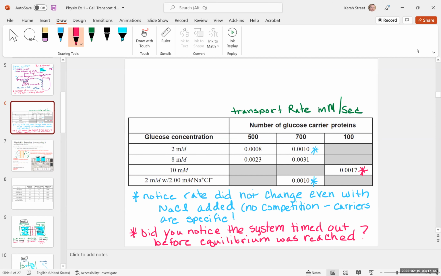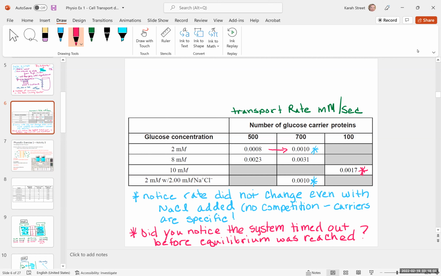It went from 0.0008 to 0.0010. 0.0010 is higher than 0.0008. The rate of transport increased.